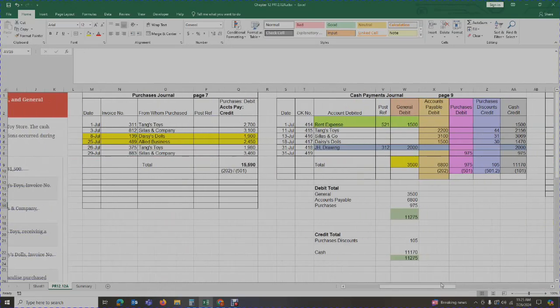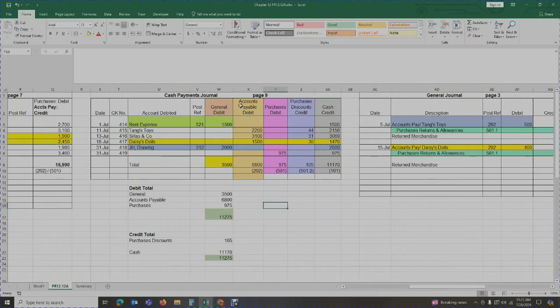Now we're going to go to my cash payment journals. Did we make any payments for Daisy's Dolls? Here we have Daisy's Dolls, and yes. Accounts payable, we're going to be looking right here. Daisy's Dolls, my accounts payable is for $1,500. We're going to debit your accounts payable for $1,500.